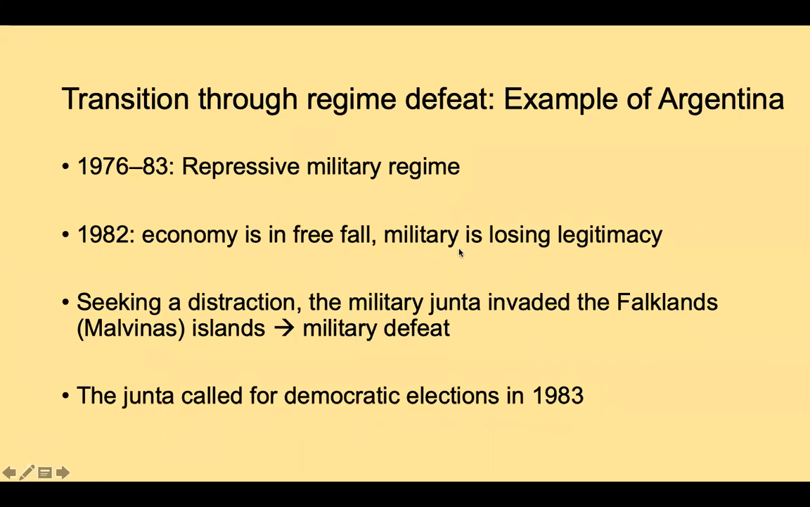But the transition through negotiation, the transition through bargaining, the other type, is also interesting and important because of the nature of the process and the timing of the process.